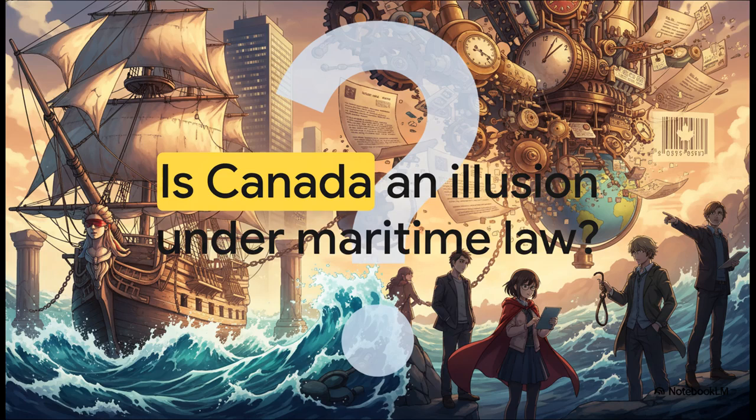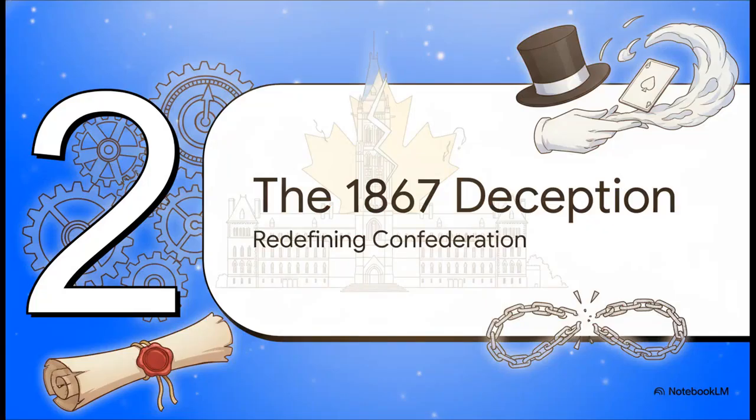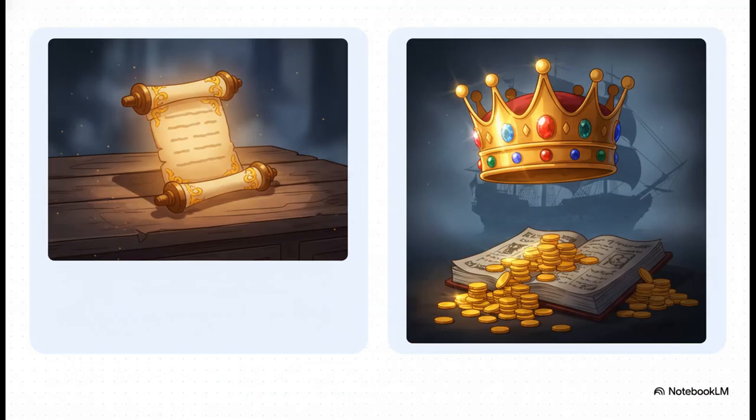So to see how they got to this startling conclusion, we really have to travel back in time. Which brings us to Section 2, the 1867 deception, redefining confederation. To build this case, the theory takes us all the way back to 1867 and the British North America Act, and it fundamentally changes the story of Canadian Confederation that most of us know. According to the source, this wasn't the birth of an independent nation at all. It was actually a carefully calculated sleight of hand. The creator claims Queen Victoria literally altered the BNA Act's preamble.